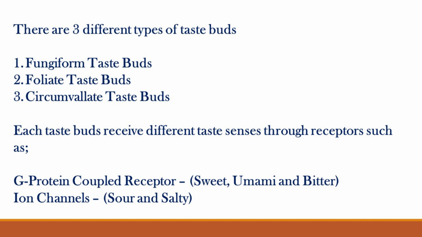So you can see here the G protein coupled receptor. It is a receptor which receives sweet, umami, and bitter, and the ion channels receive sour and salty. A taste bud consists of a pore. Inside the pore there are different kinds of cells which are responsible for detecting each sense. After the action potential occurs, it transmits the information through gustatory neurons to the brain, to the gustatory cortex.